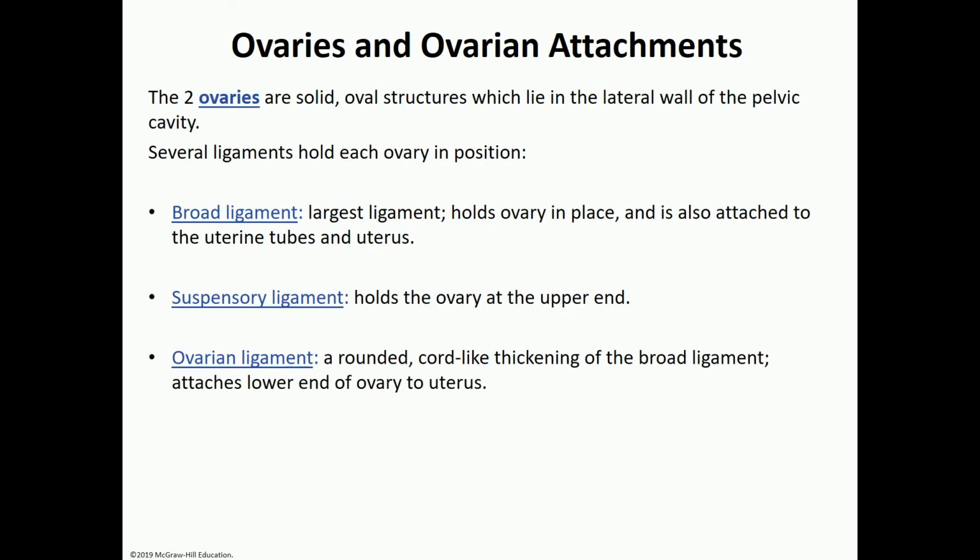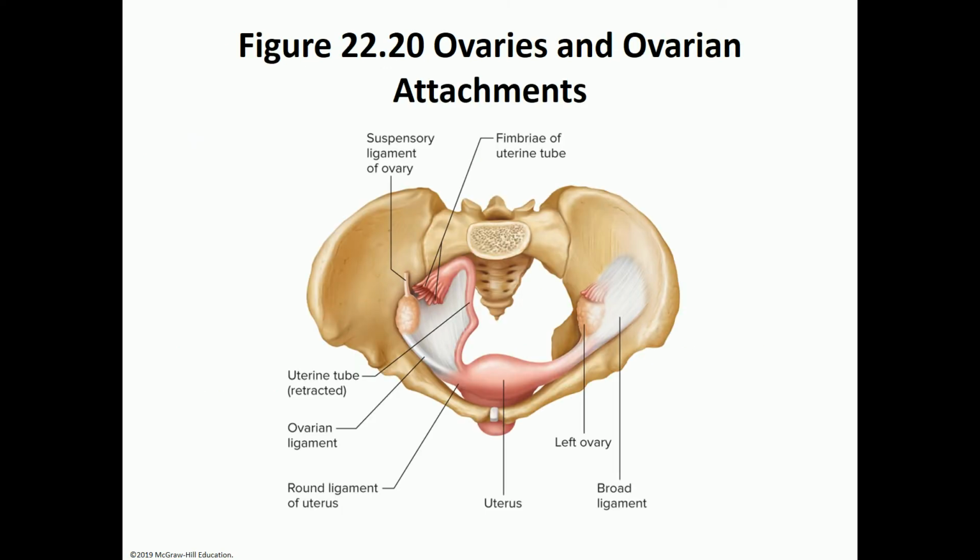Now the ovaries are these oval structures that are found on the inside of the pelvis. They're in the pelvic cavity. They are actually right on the wall of the pelvic bone. So they have to have ligaments in order to suspend the ovaries. And we'll take a look at these different ligaments in this image.